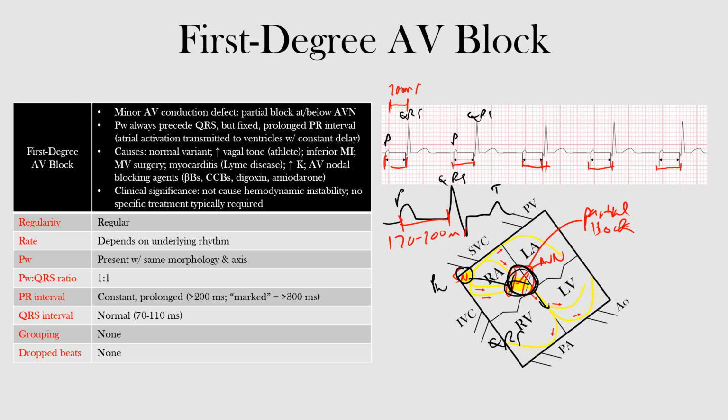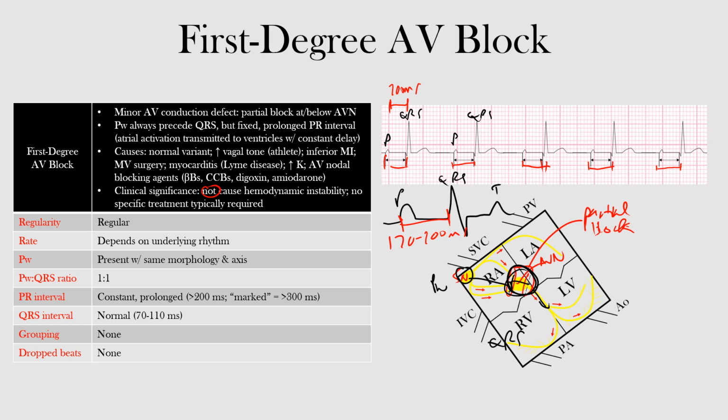Now, in terms of its clinical significance, this is not a cause of hemodynamic instability. So generally, there's no specific treatment that we typically require for first degree AV block. We don't need any pacemaker. Patients tend to be okay. If it's a result of Lyme disease, make sure you treat the Lyme disease and so forth.